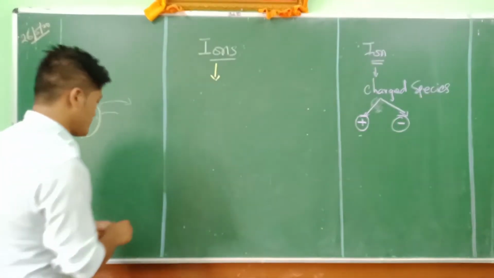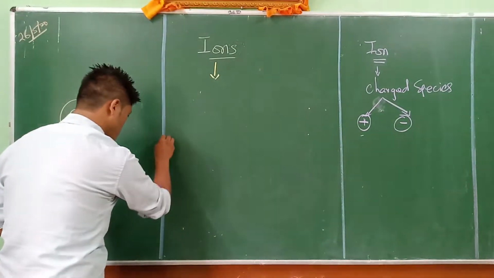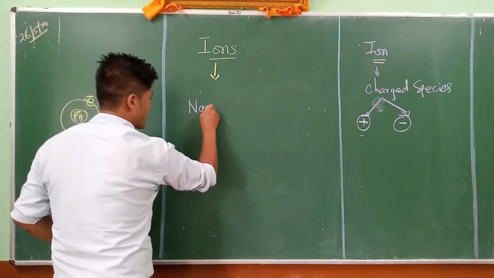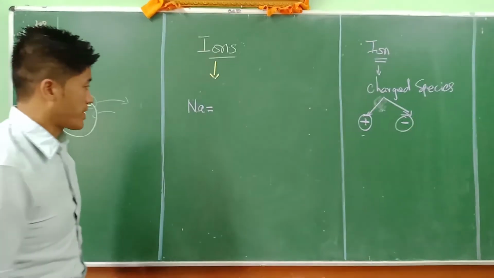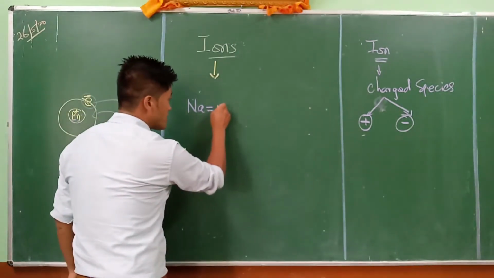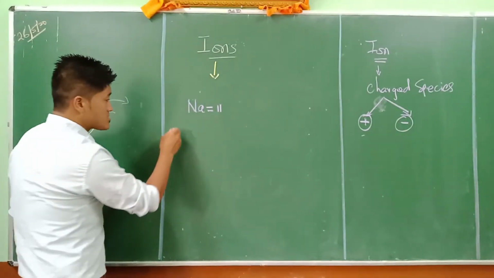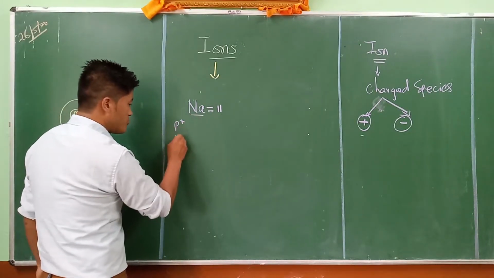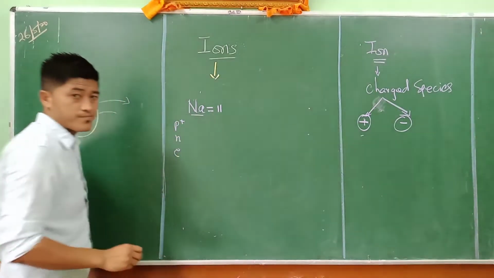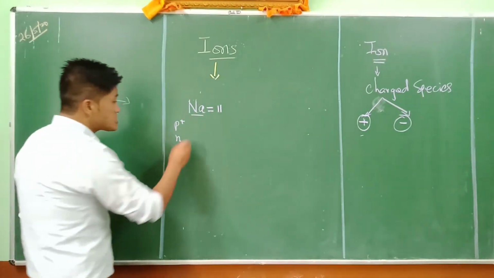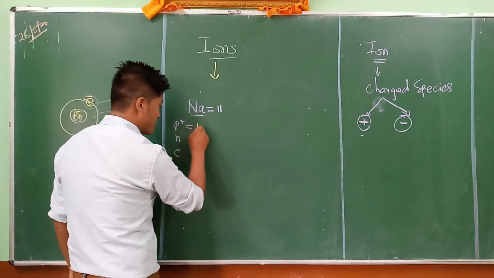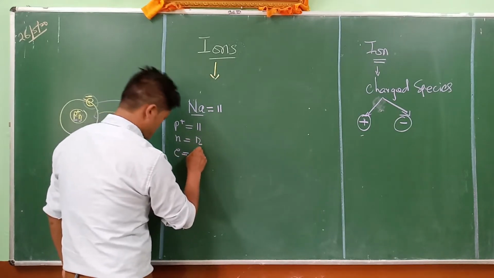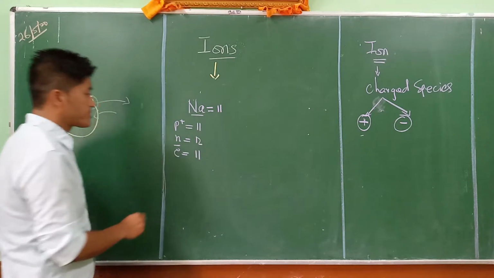Okay, so we are going to take the example of sodium. Sodium is atomic number 11. That means a sodium atom is made up of protons, neutrons and electrons. Now, how many protons does sodium have? 11 protons. And how many neutrons? 12. And how many electrons? 11 electrons. Okay. Is that clear?